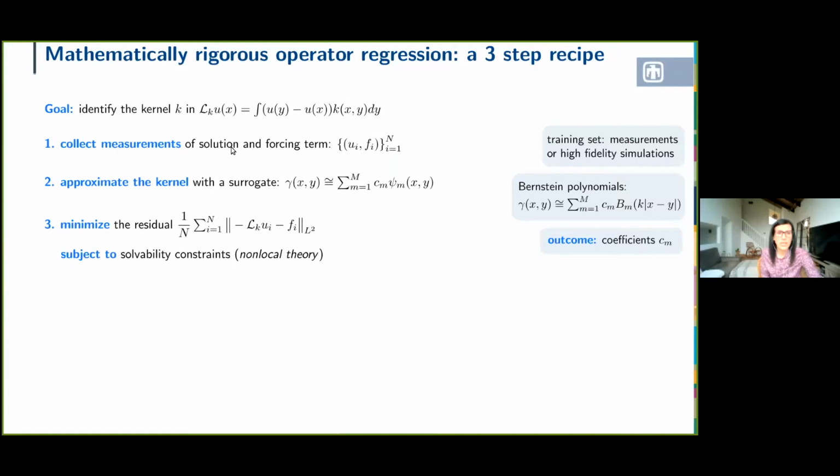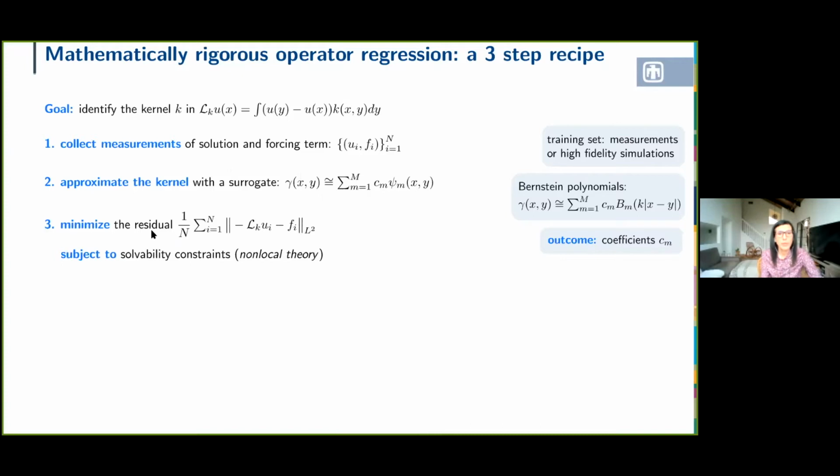The assumption is that we have some collection of measurements, so pairs of solution and forcing terms, which come from high fidelity simulations, or can just be observations. We're going to approximate the kernel K. The surrogate that we're going to pick in this case is a linear combination of Bernstein polynomials, which I'm reporting here. So the unknowns are the coefficients of this combination.